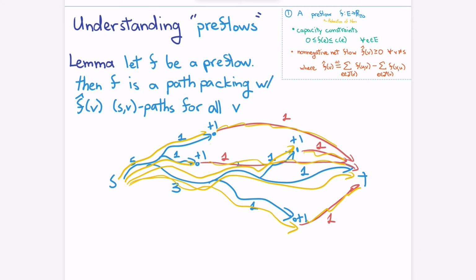So one thing is that this picture makes it look violent, but if you have a pre-flow, which is in blue here, which has some excess vertices, you could always think about it as a bunch of paths starting from S but not quite getting to T, all mixed up into flows. Because you can always take this pre-flow and break it up into paths. So that's one way to think about it.